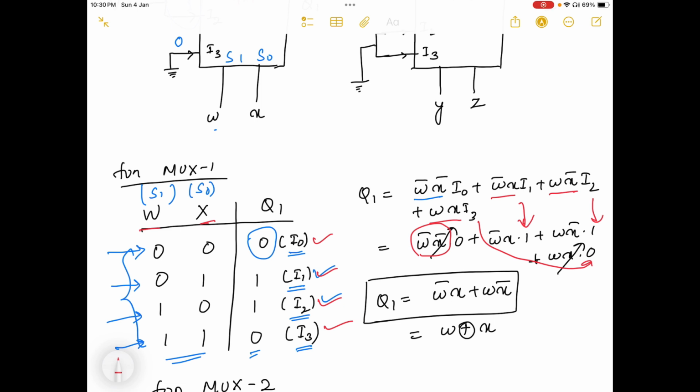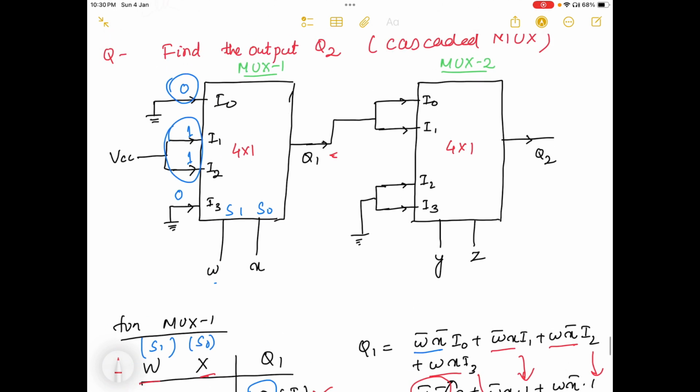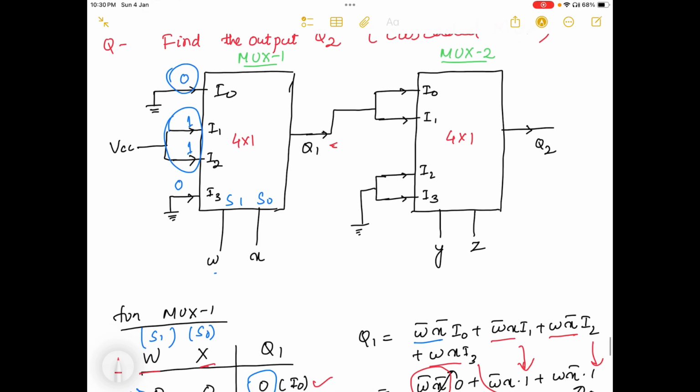After doing all these things, multiplication of anything with 0 equals 0. So I got Q1 equal to W bar X plus W X bar, which is nothing but the XOR operation. So Q1 equals W XOR X. This is the Q1 I got here. Now this Q1 is fed to multiplexer 2. In multiplexer 2 also we have four inputs I0, I1, I2 and I3. Here I2 and I3 are connected to ground, so I2 equals 0, I3 equals 0, and I0 and I1 are Q1 and Q1.